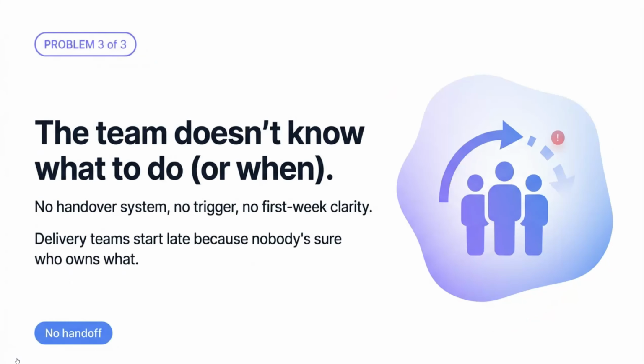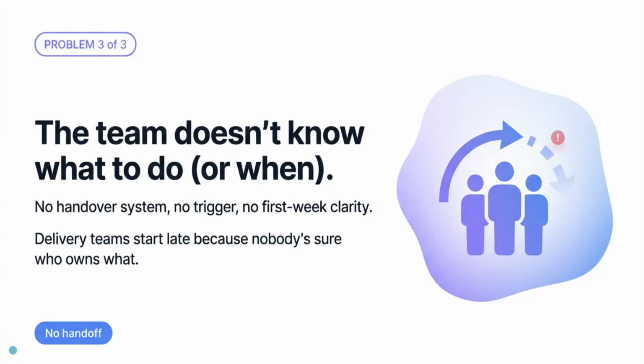Problem 3. The team doesn't know what to do or when. There is no handover system, no trigger that tells the delivery team a new client has started. No clarity on who does what in the first week. One system fixes all 3.